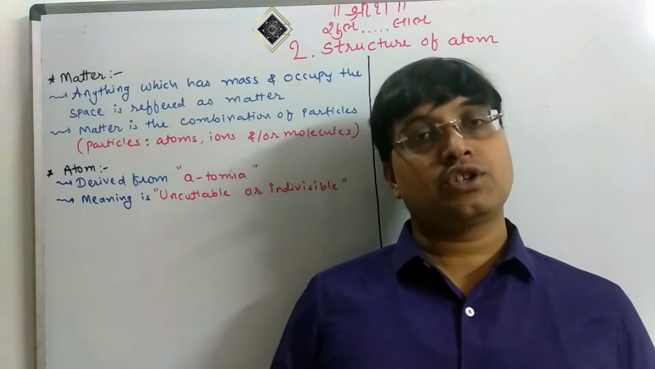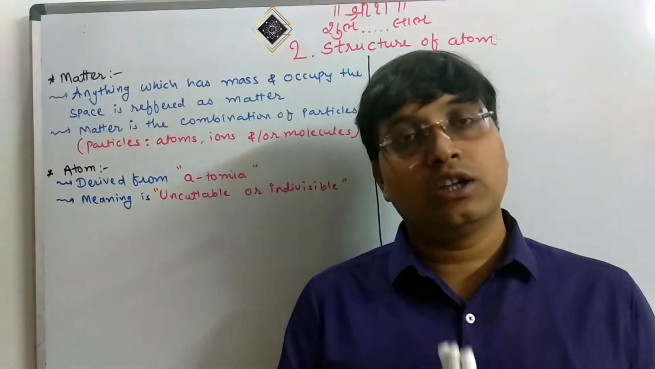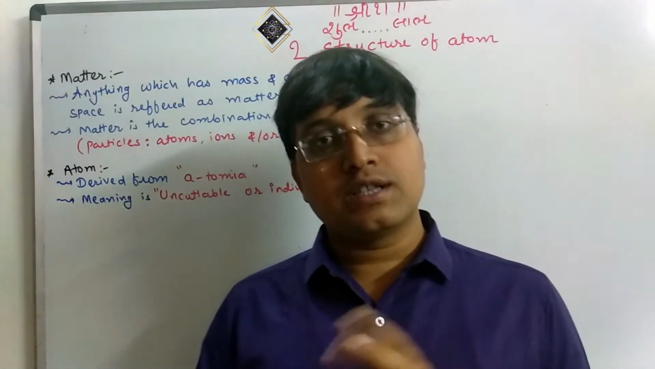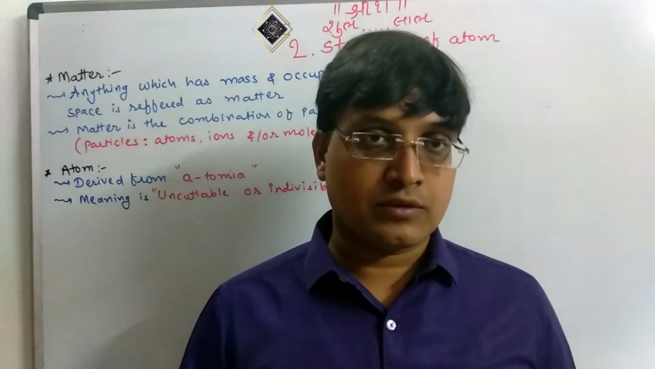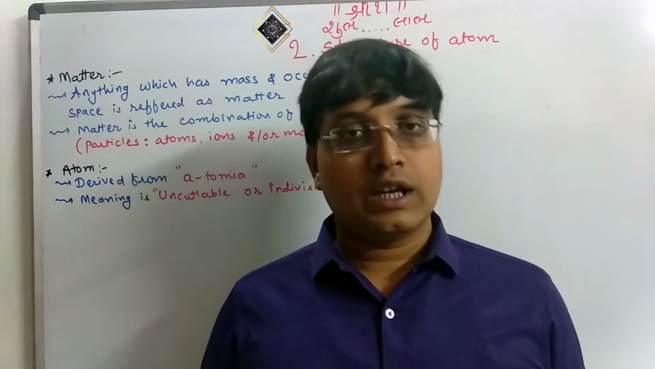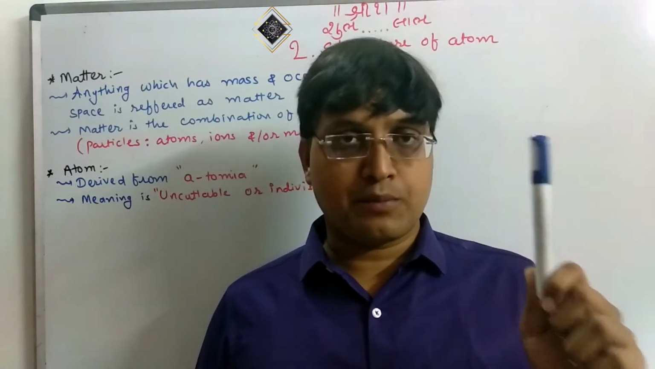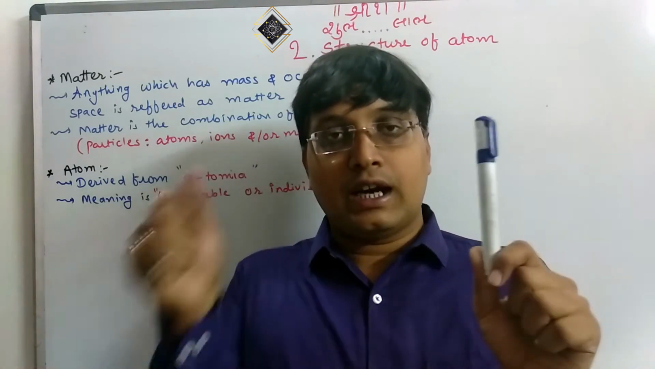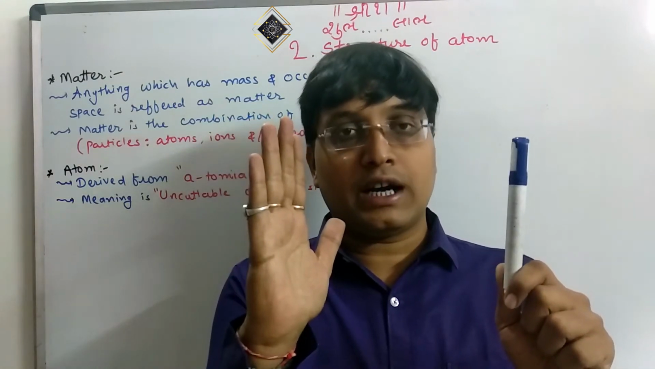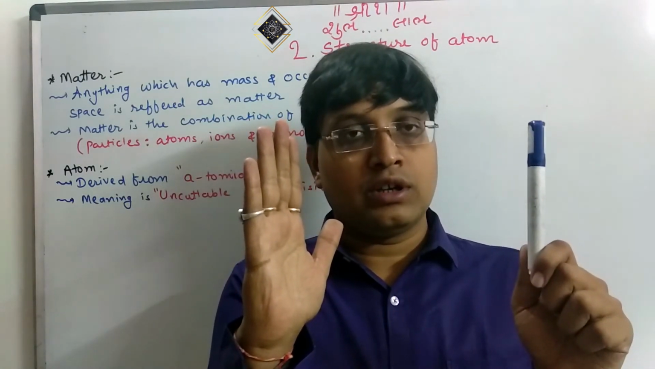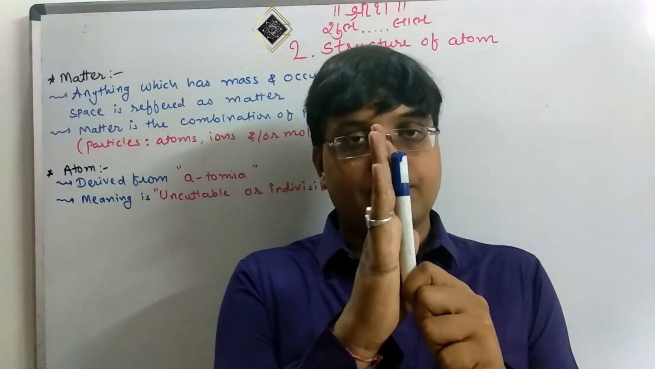The proper definition of the atom is like this: atom is the smallest particle of an element which possesses all the properties and characteristics of an element. Let's justify our definition. If I have a rod of iron, suppose this one is an iron rod and this one is a magnet. If I keep the magnet near the iron rod, the iron rod and magnet attract.